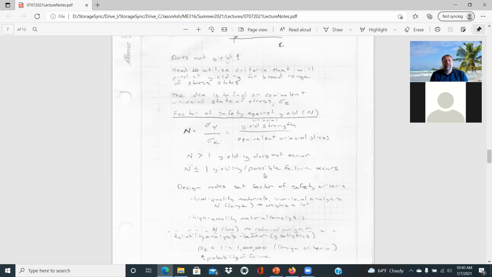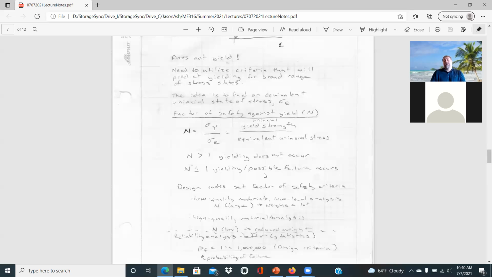And so it's really design codes that set that factor of safety criteria that you have to use for your application. If the materials you're using are low quality, which means that there may be voids, there may be a wide distribution of strength for that material. Or if you have a low level analysis where you're just doing a ballpark mechanics of materials analysis just to get average stresses, that type of thing, you're forced to have a large factor of safety, which will mean it just weighs a lot.